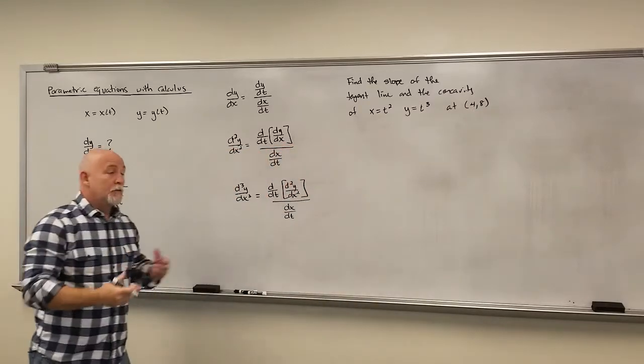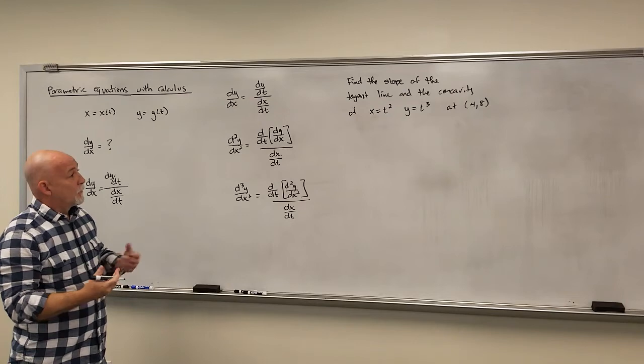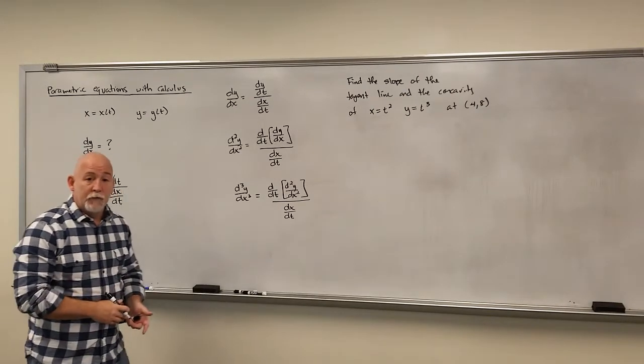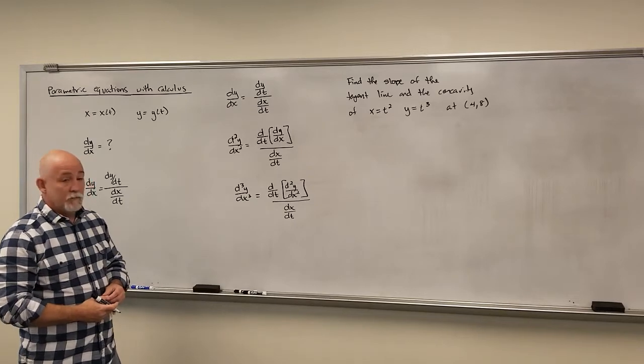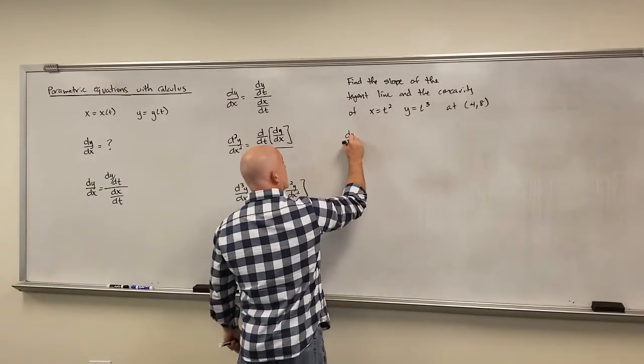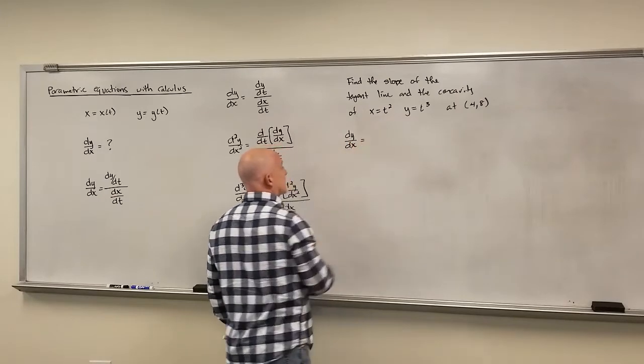Okay, so we got a lot to unpack here. First off, we're told to find the slope of the tangent line and the concavity, which means we're going to need both the first and the second derivative. So let's go after the first derivative first. So for the slope of the tangent line, we're still looking for dy/dx.